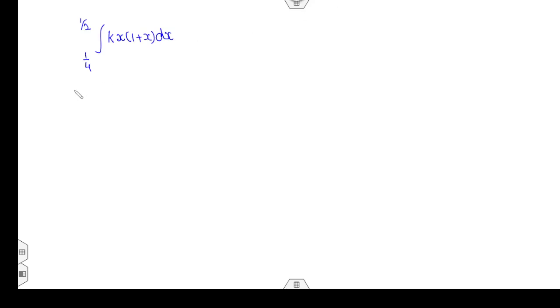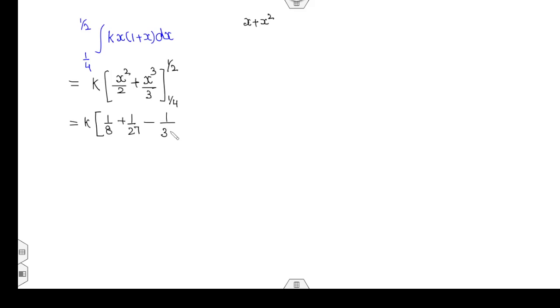The answer will be, k will be outside. Fine. This will be my x plus x square. Now if you integrate them, this is x square over 2 plus x cube over 3 from 1 over 4 to 1 over 2. Now you can substitute the limits. It's 1 over 8, 1 over 24, minus, if you substitute 1 over 4, 1 over 32, and minus 4 cube. 4 cube will be 64, and multiply by 3.